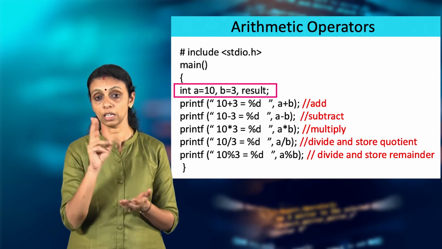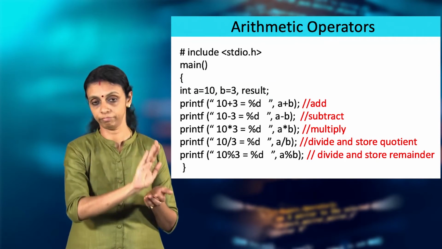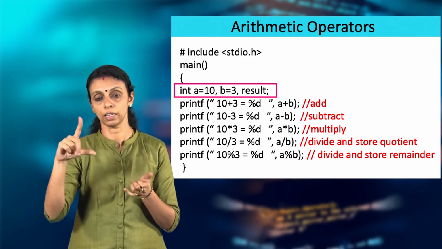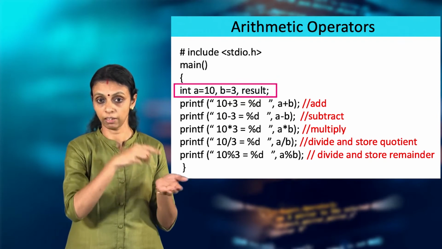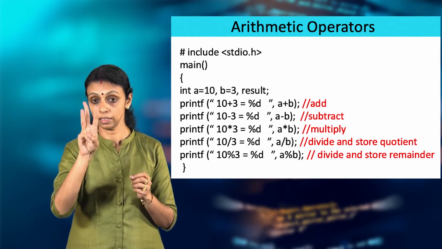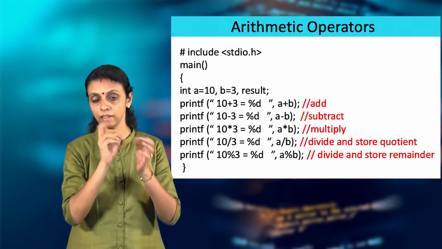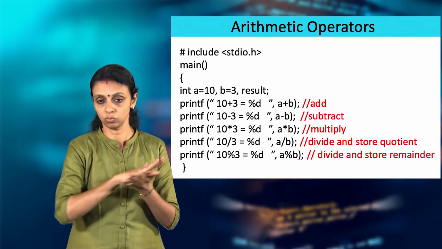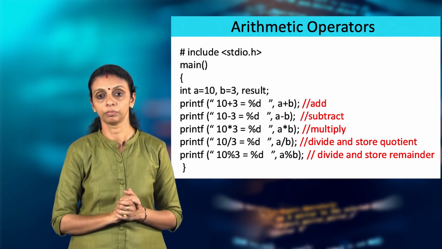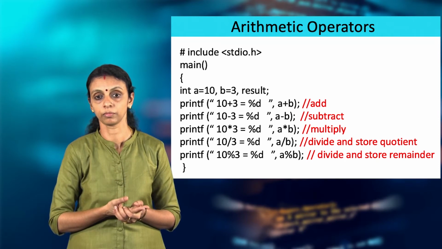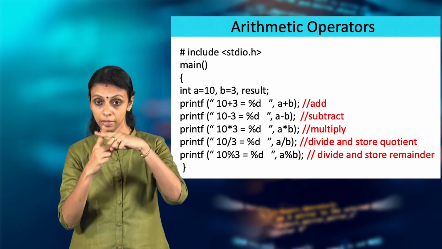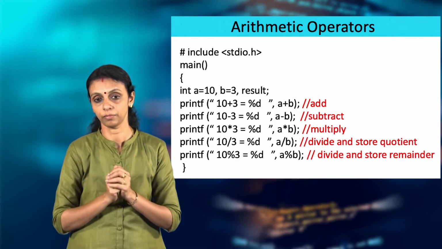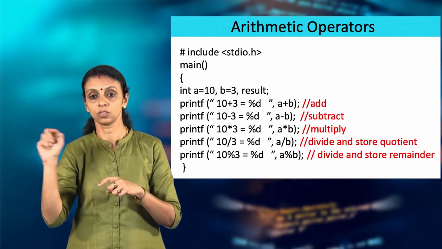Three variables are declared in memory: A, B, result. 10 is stored in A, 3 is stored in B, and no value is stored in result. In this statement, the values in A and B are added and it prints the result, that is 10 plus 3 is equal to 13.